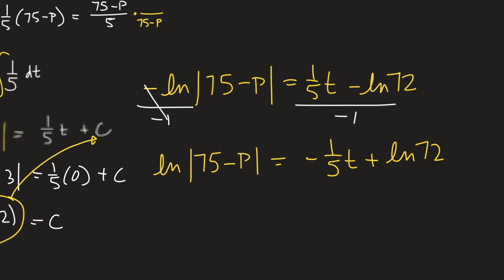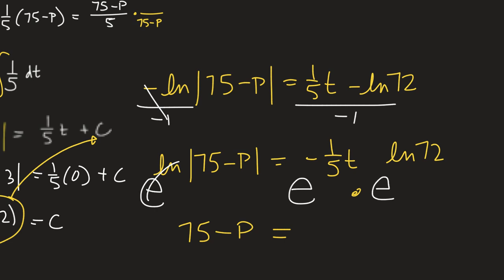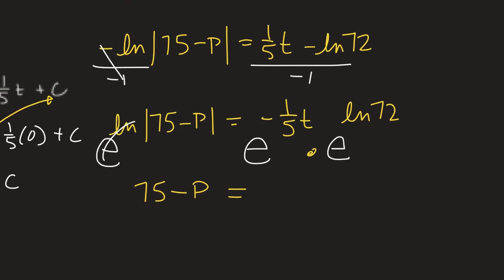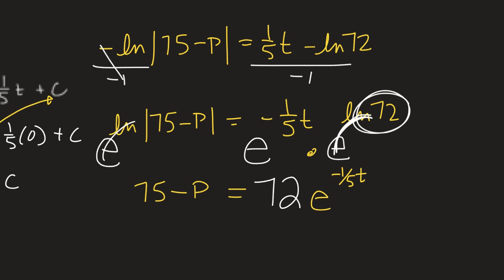Okay, now we're going to exponentiate both sides, raising them both to the power of E. Okay, so that cancels out, and I get 75 minus P equals, let's do this together. So now this plus is going to change into a times, right, times E to that power also. So E to the natural log of 72 brings our 72 to the front. So we no longer have that natural log of 72 anywhere. 72E to the -1/5 T.